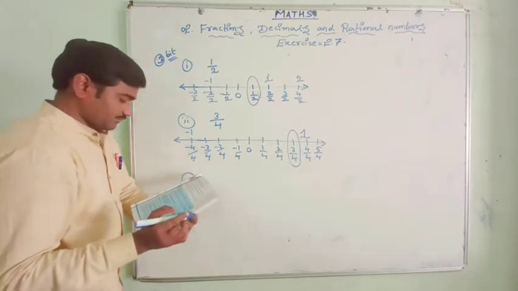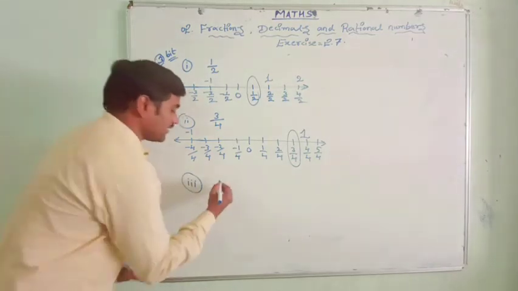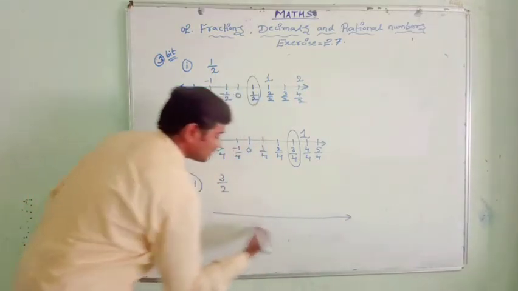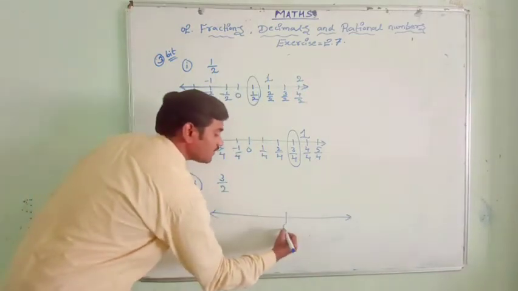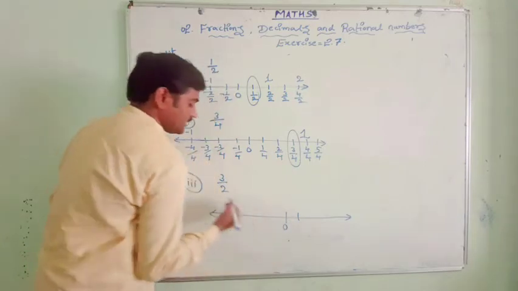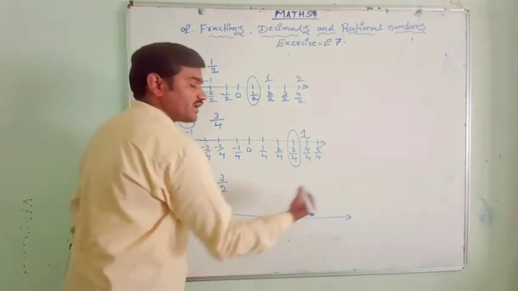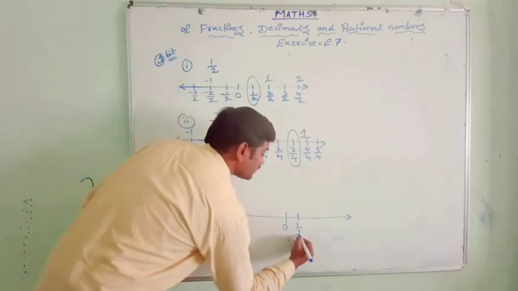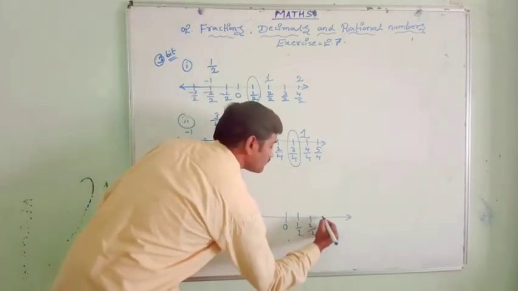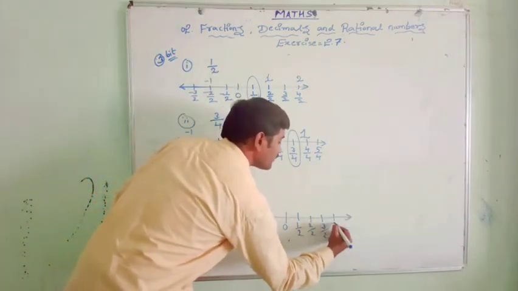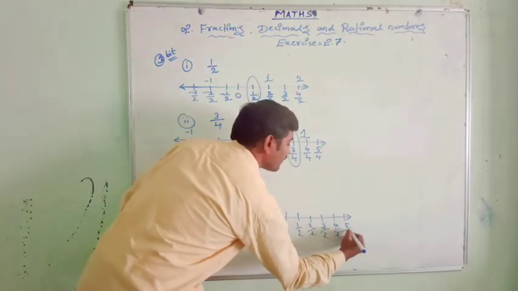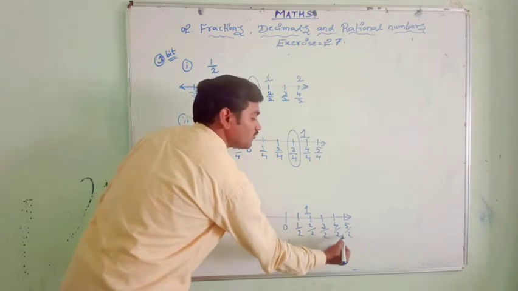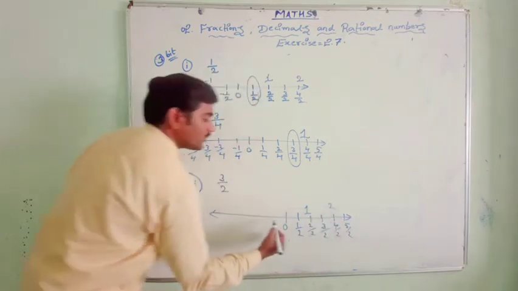And the third one is 3 by 2. Let us do 3 by 2. First always 0, and here the denominator is 2, which means between 0 and 1 there will be 2 partitions: 1 by 2, here 2 by 2, here 3 by 2, 4 by 2, 5 by 2. 2 by 2 is nothing but 1. 4 by 2 is 2.